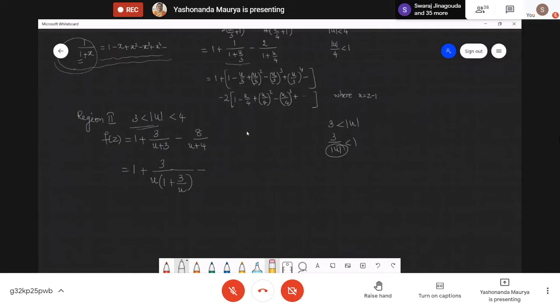Now what do we take out common from this second one? 4. Correct. So what we have is mod of u is less than 4, therefore mod of u divided by 4 is less than 1. So what are we dividing? 4. So we'll take out that 4 common. So 8 upon 4 outside. Now it will be u by 4 plus 1.